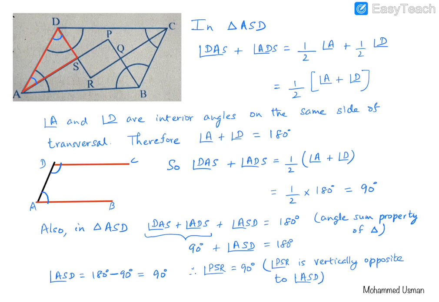So we have got this angle DAS plus angle ADS, that is this angle, which I marked in blue, plus this angle also marked in blue. The sum of these two angles is shown to be 90 degrees.